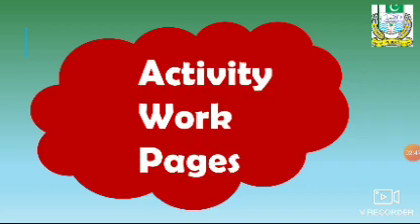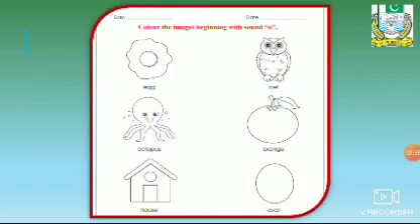Now, my young toddlers, we will be doing activity work pages related to our sound O. As you can see on the screen, we are on page number 27 of Junior Montessori book level 1. Day and date is mentioned, so we will be writing day and date, and the heading says color the images beginning with sound O.